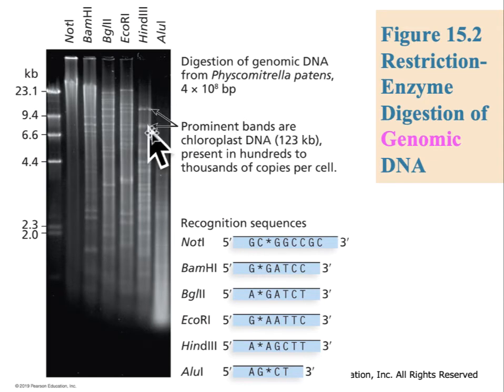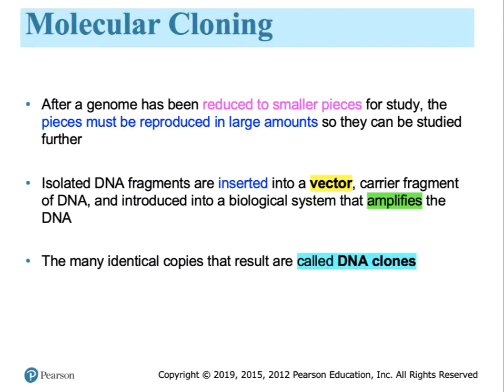Incidentally, as it says, in these plant species, the chloroplasts, of which there are many per cell, light up as discrete bands because those small circular chromosomal entities inside chloroplasts and mitochondria are going to digest to the same size. Once you have broken your DNA into fragments using restriction enzymes, what do you do next?